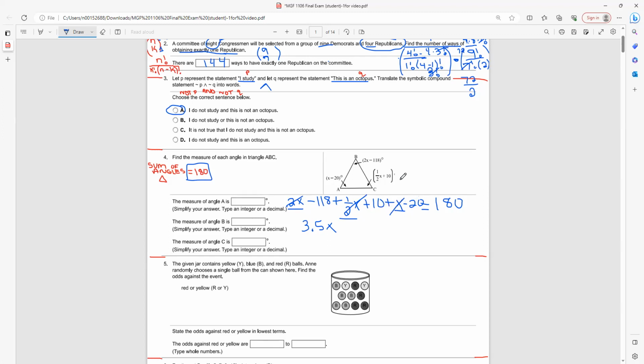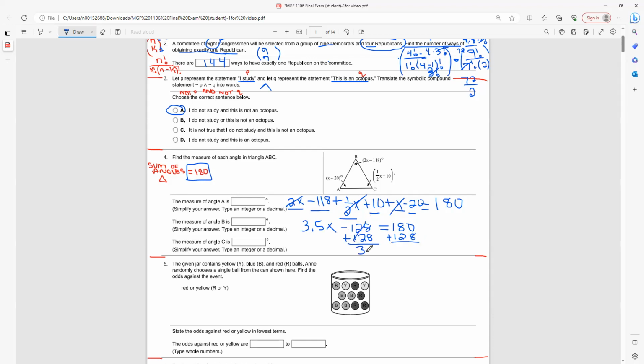We have negative 118 plus 10 minus 20. And that'll give us negative 128. So 3.5x minus 128 equals 180. We'll solve this two-step equation. We're going to add 128 to both sides and then divide by 3.5. So add 128 to both sides of the equation.